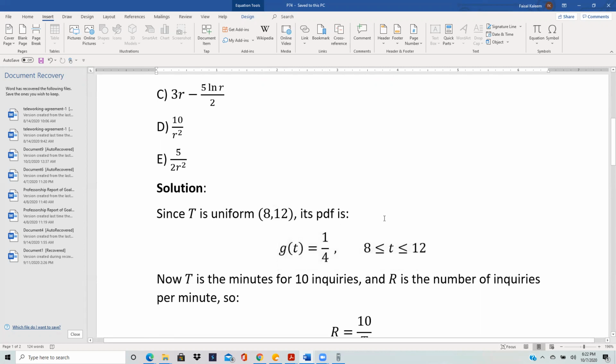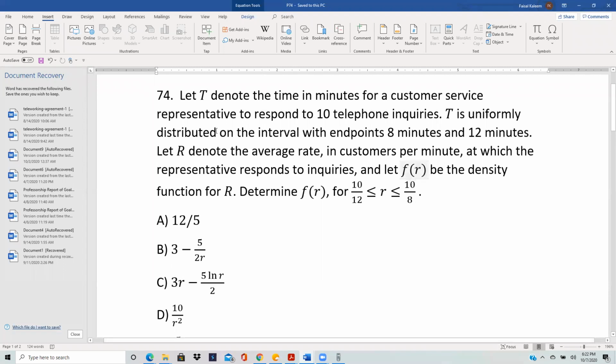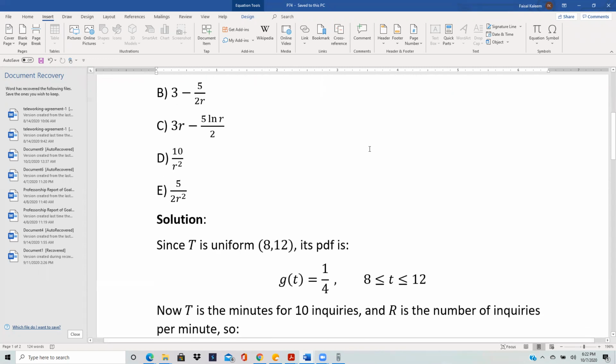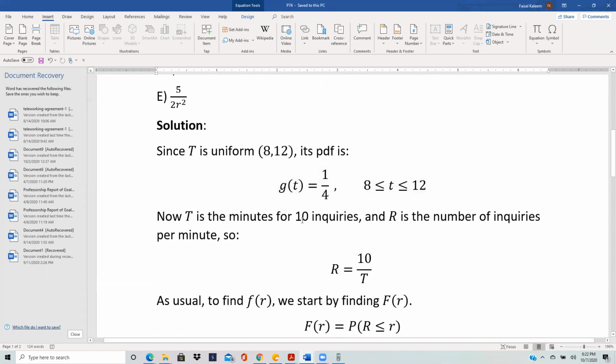And now the big T is the time in minutes for 10 inquiries, right? Big T is the time in minutes for 10 inquiries. And the R is the customers per minute, which means inquiries per minute. So that's the inquiries in 1 minute. So if in T minutes we have 10 inquiries, then in 1 minute we will have 10 over T inquiries. So that's why R equals 10 over T.